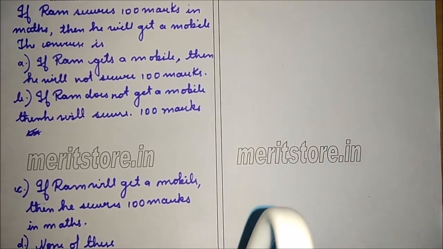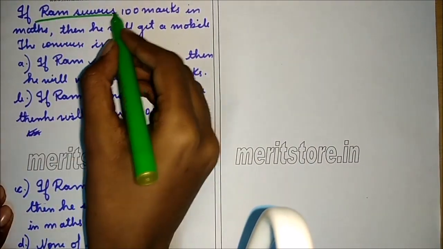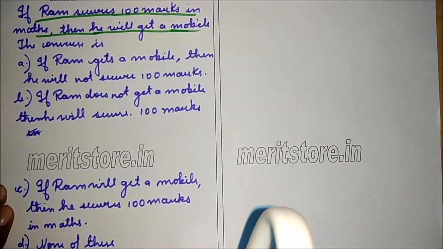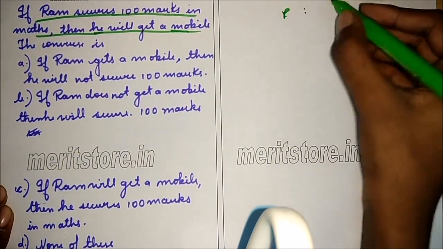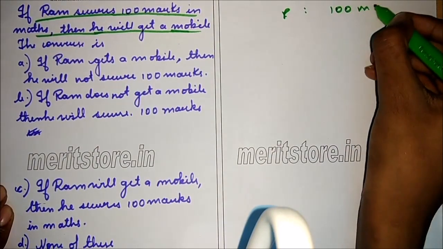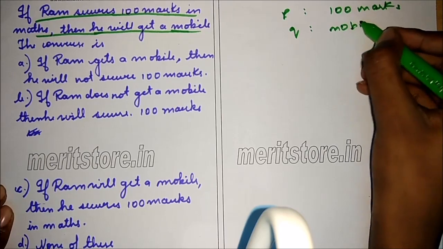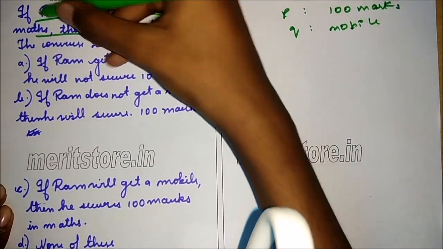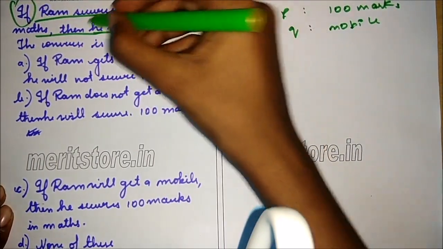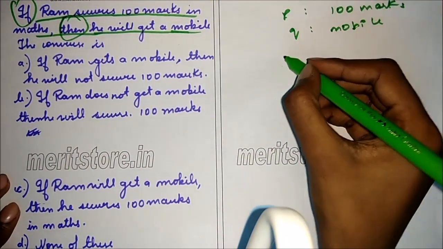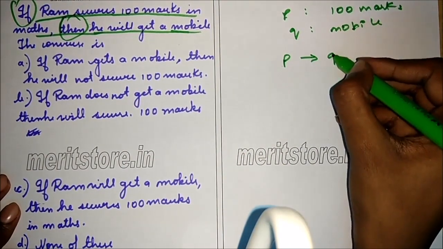Next statement is, if Ram secures 100 marks in maths, then he will get a mobile. The converse of the statement is asked. So the given statement is, if Ram secures 100 marks in maths, then he will get a mobile. Let P be, he gets 100 marks, and Q be, he gets a mobile. This is a conditional statement since it uses if-then words. So symbolic form will be P implies Q.